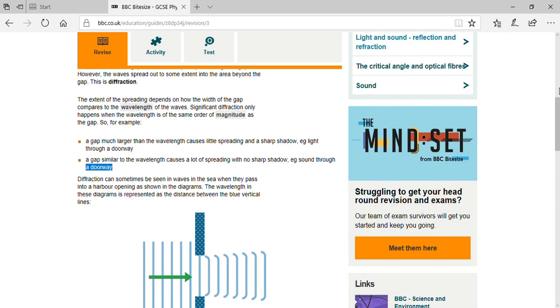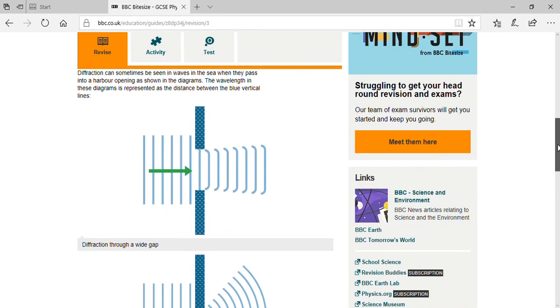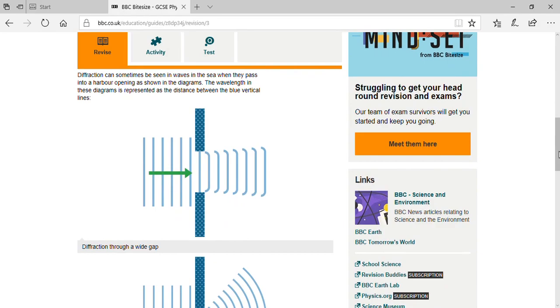Understand, beta? Here you can see these two figures given. Diffraction can sometimes be seen in waves in the sea when they pass into a harbor opening, as shown in the diagram. The wavelength in this diagram is represented as the distance between the blue vertical lines. Suppose any ship is passing over there, so whatever vertical lines you are seeing, that is defined as its wavelength. Clear?